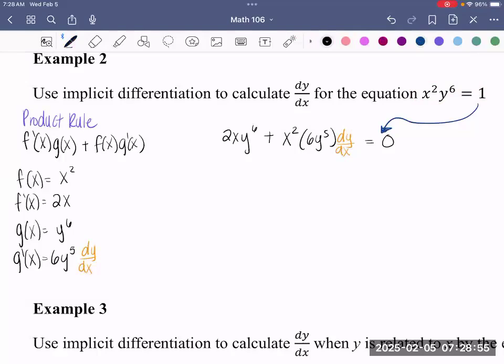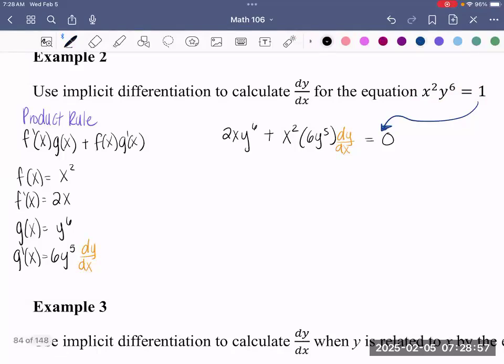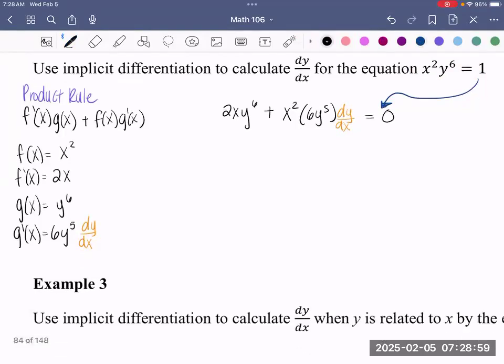Derivative of just your constant is 0. Now let's go ahead and start to solve for dy dx. So bringing things across the equal sign, on one side we should have this value. The other, we are subtracting 2xy to the 6th.